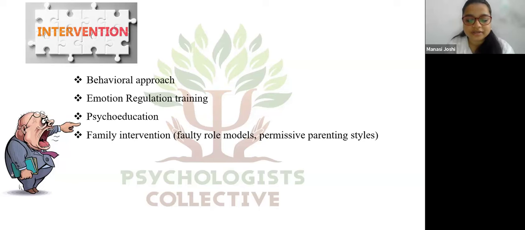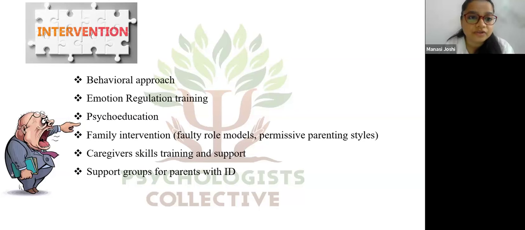Going on to the next point, caregiver skills training and support is extremely necessary. Can we have the next points, please, on the same slide? Parents require skills. See, parenting is hard and parenting is not taught in school. And parenting an aggressive child, that too with intellectual difficulty, is harder. So hence training them is extremely necessary. Parents may themselves suffer from a lot of guilt, exhaustion, helplessness and anger. So psychiatric referral may sometimes be necessary for the parents as well.